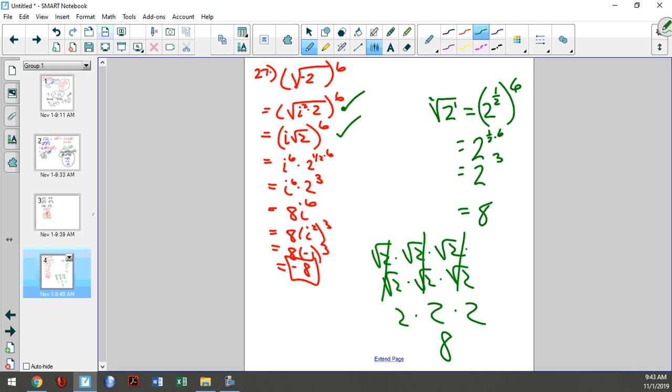Okay. How about 2-3 worksheet 1? Number 8 on 2-3 worksheet 1.